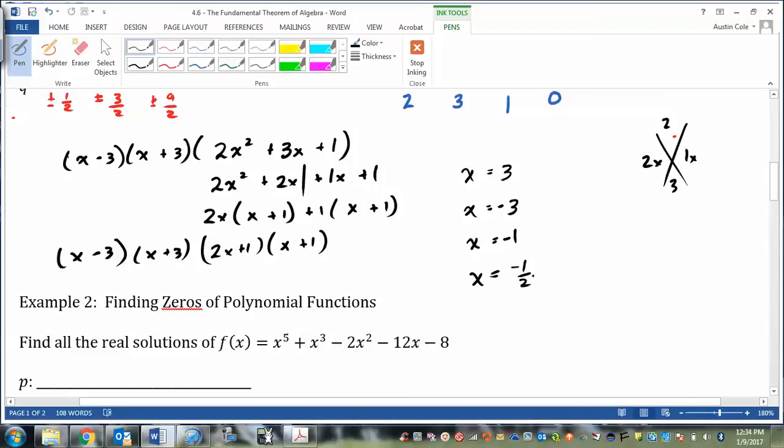And again, we can go back to our graph to verify that. I think negative 3 and 3 were apparent. Negative 1, I think I heard someone say, and then there should be another one between 0 and 1, or excuse me, 0 and negative 1. Questions here? 3, negative 1, and negative 1/2, are they all on our list? They are. Okay, questions here?